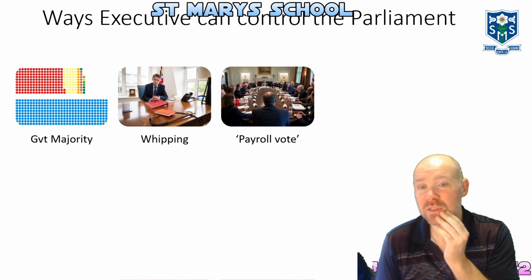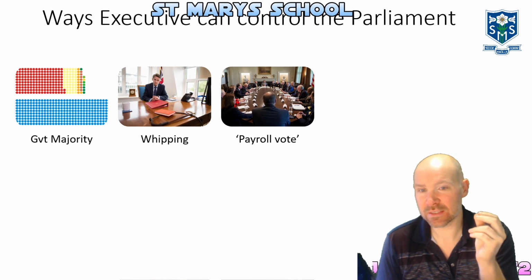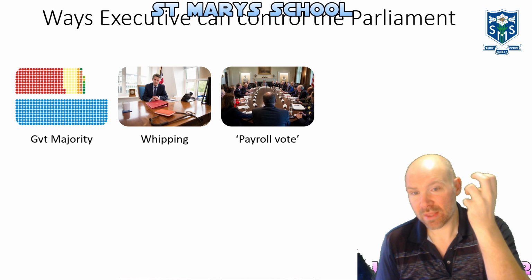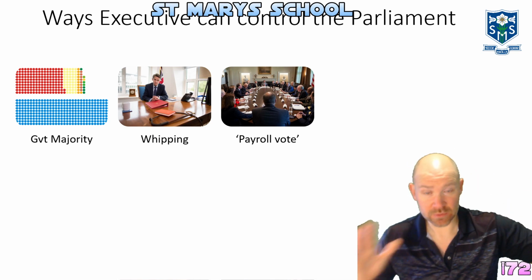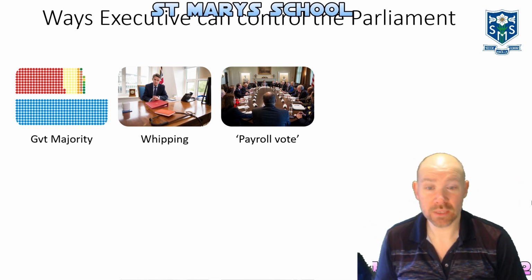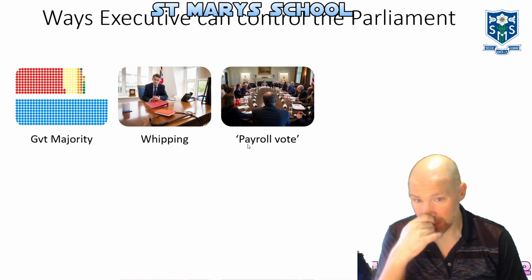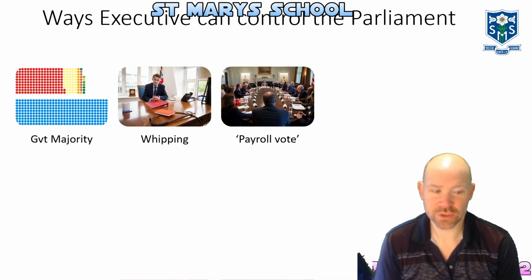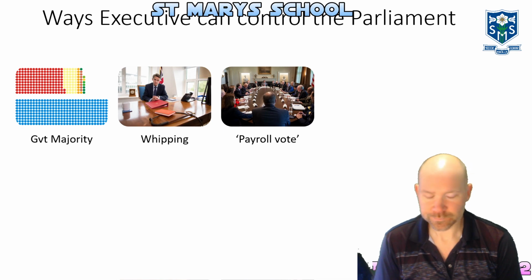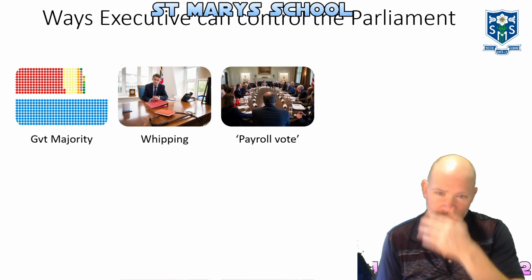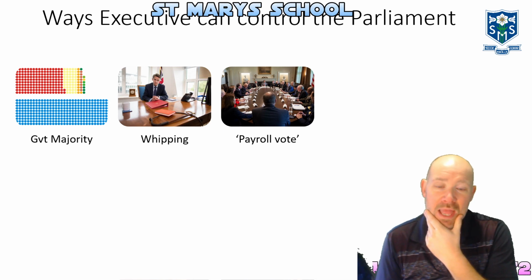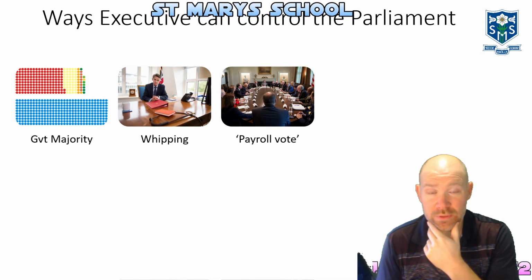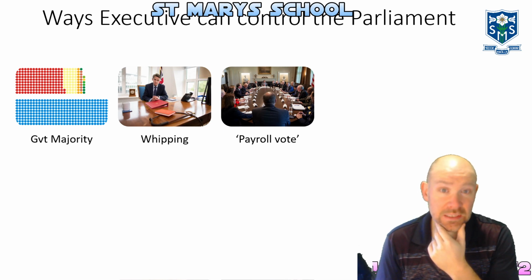And this has become known as the payroll vote because it basically means that the bigger the Prime Minister can make the government, the more people he can put on the payroll, this phrase here, the more guaranteed votes he has in the bag for any kind of legislation or bills that might be coming through, or other awkward votes coming up. And he or she can even try and influence difficult members by offering them roles in government as well.